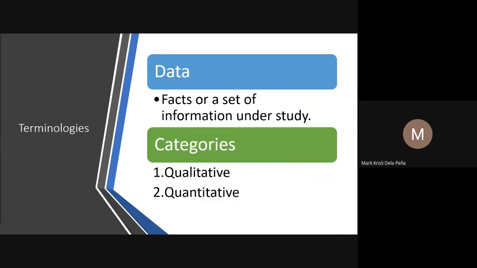Qualitative, from the first three syllables of this word, you have quality. It is taken from quality, so these are actually non-numerical data. We can say colors, gender, and so on. Then quantitative data are those data which are expressed in numbers, say your height, your weight, your age, and so on.